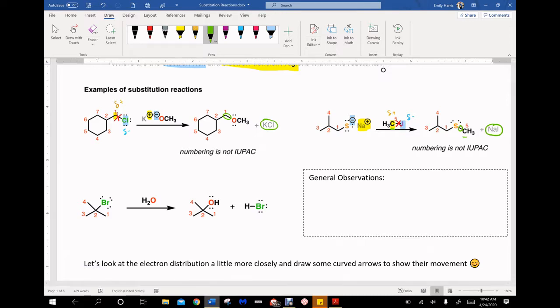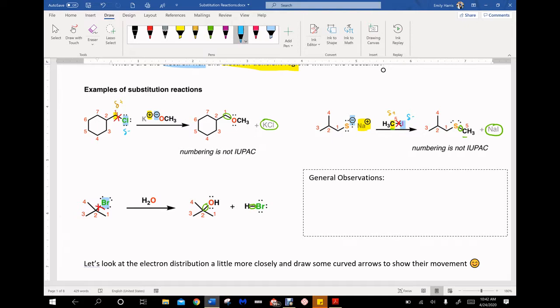All right, now let's consider this last one right quick. What bonds are formed, what bonds are broken? It looks like my bromine is no longer attached to carbon 2, so that bond will be broken. But I do have a new bond between hydrogen and bromine, and a new bond between carbon 2 and the hydroxide ion in water.